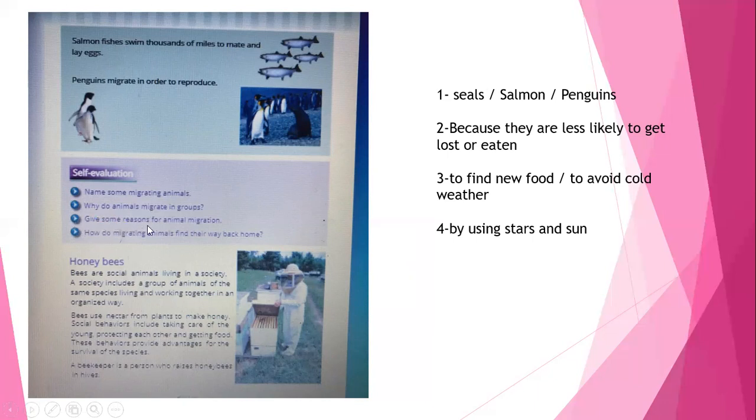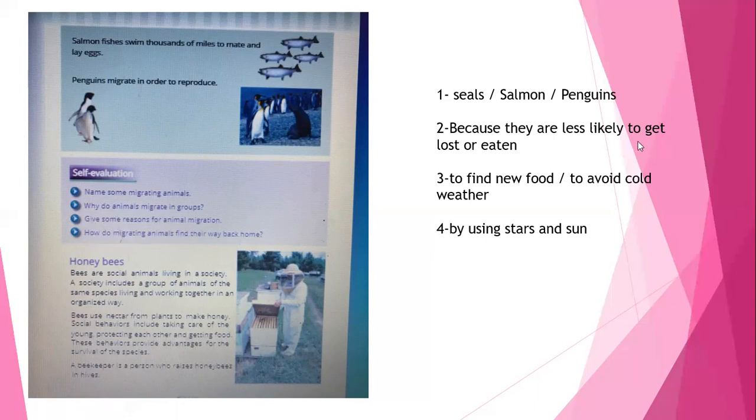Give me some reasons for animal migration. We said three reasons. I will write just two: to find new food, to avoid cold weather. The last question: how do migrating animals find their way back home? We said by using the stars and sun.